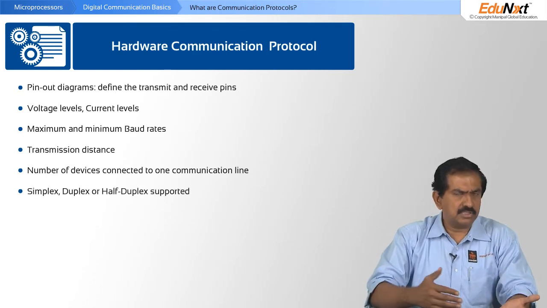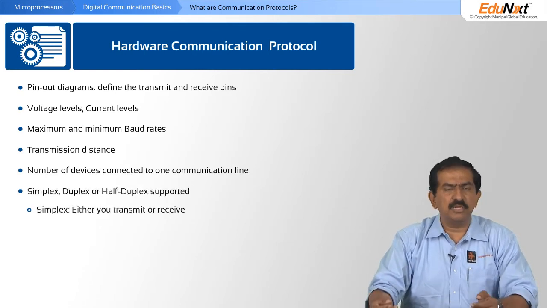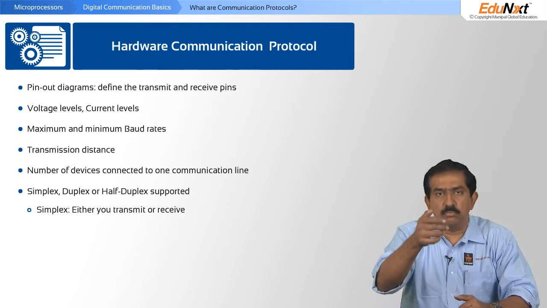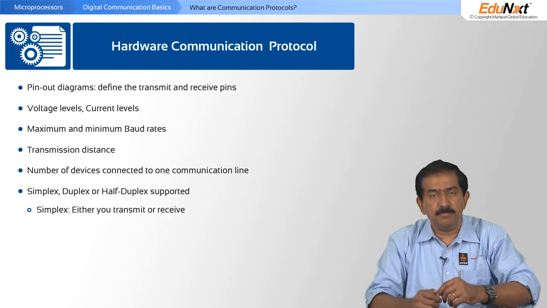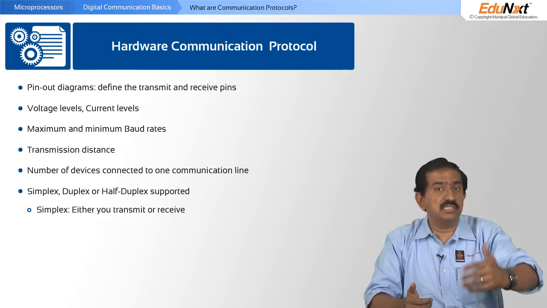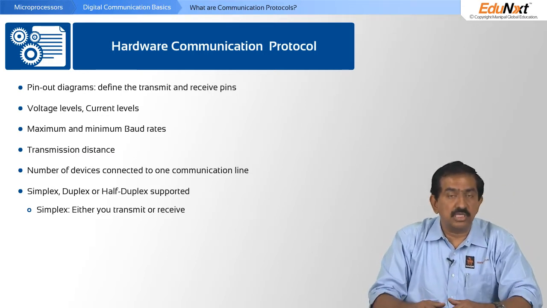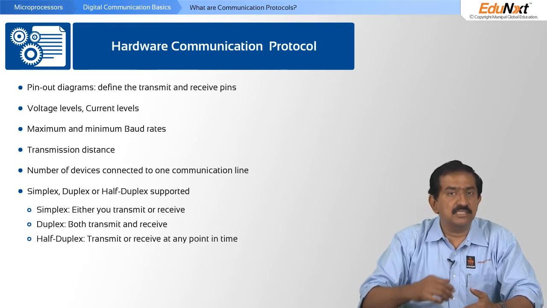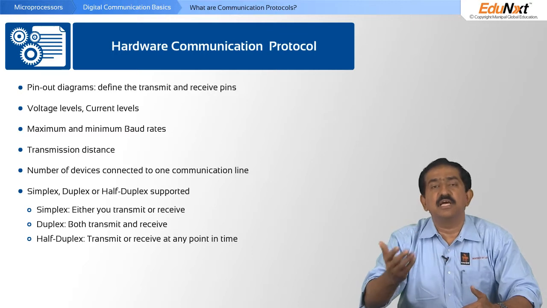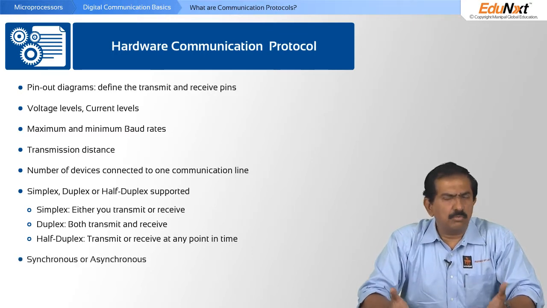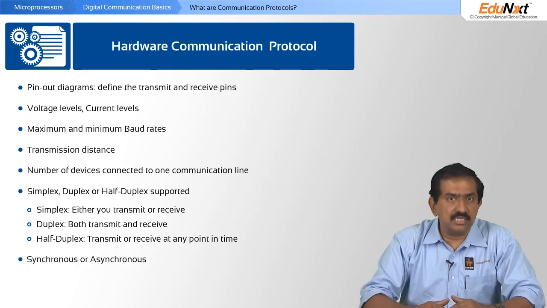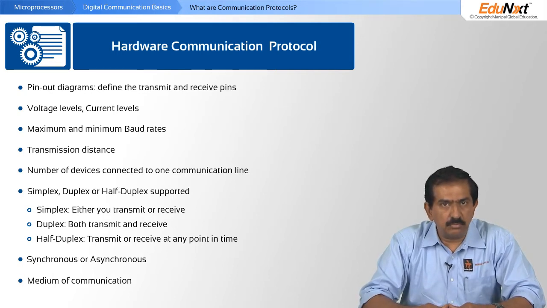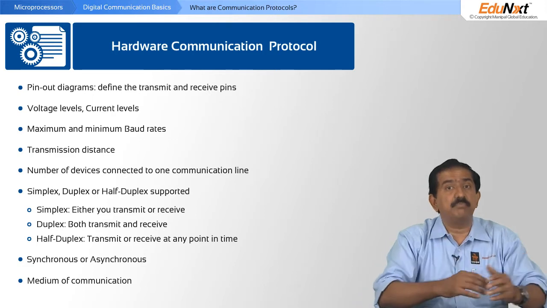Should it be simplex, duplex or half duplex? What is simplex? Either you transmit or you receive. So a remote control is a transmitter only and the television is a receiver only: simplex protocols. A duplex is both transmit and receive, and a half duplex is transmit or receive at any point in time. What about synchronous or asynchronous? We'll discuss that in a little detail, but those are also standards that are defined in communication protocols. These are the hardware parts of the protocol.